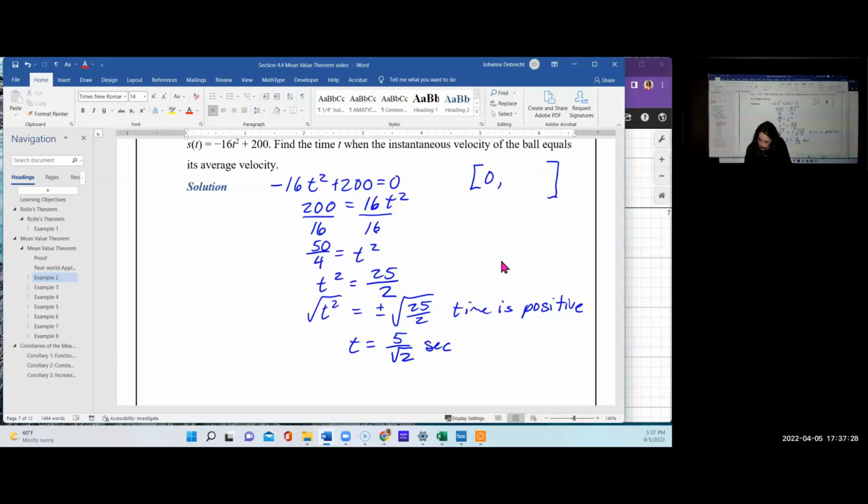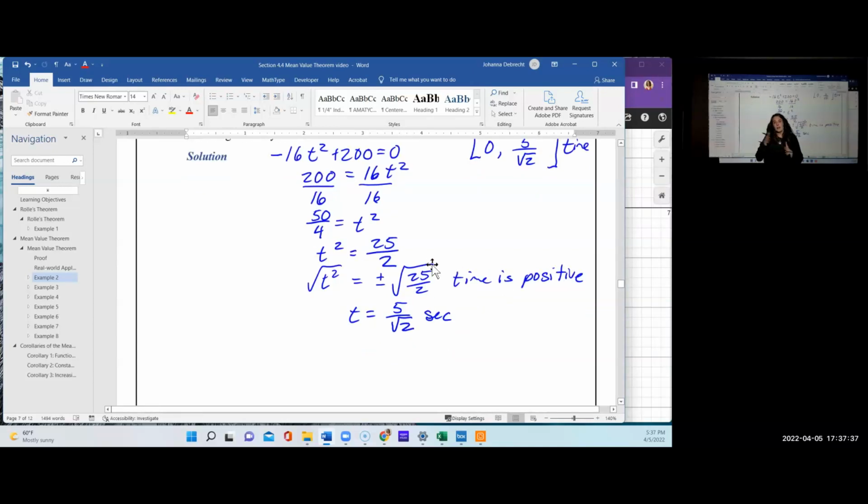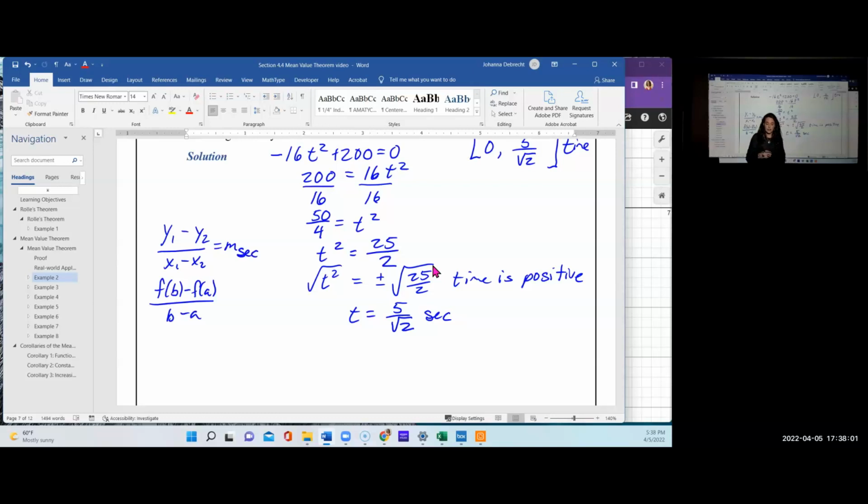Well, not written backwards. This is the time when it hits the ground, so this is time. But I'm looking at 2 ordered pairs. So now I need the time and the position in order to find the difference quotient. And remember, our difference quotient is y1 minus y2 over x1 minus x2, or f of b minus f of a over b minus a. Either one of these represents the slope of the secant line, which is our average velocity.